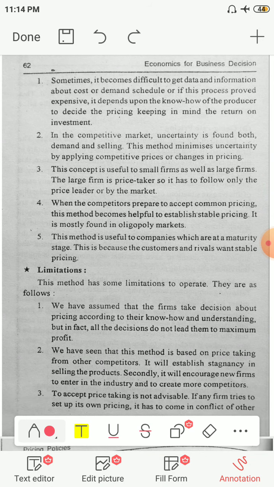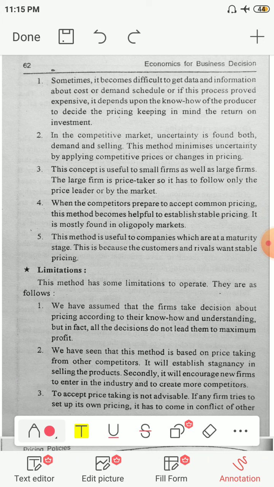The first advantage is sometimes it becomes difficult to get data and information about cost or demand schedule, or if this process proves expensive, it depends upon the know-how of the producer to decide the pricing, keeping in mind the return on investment. So basically three factors have a great influence over price. First is competition, second is demand, and the third is cost. Now, if we take the example of cost, in the introduction also we have taken this example that in some situations, the calculation of cost becomes too difficult and time consuming. It is better to accept whatever the price is set by the market.